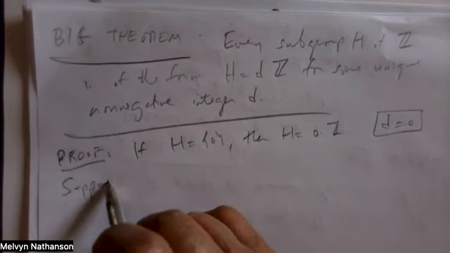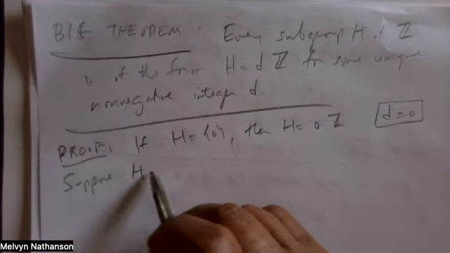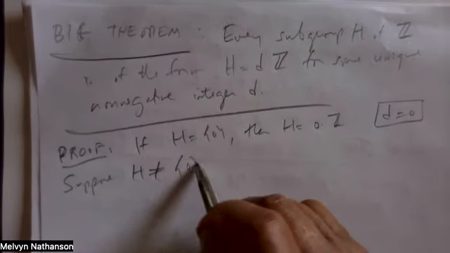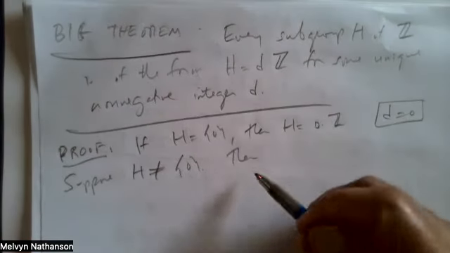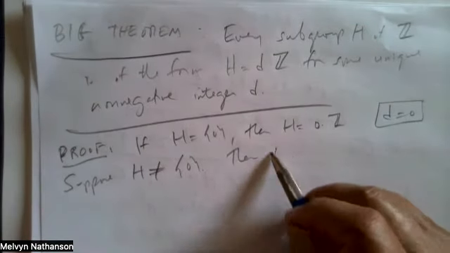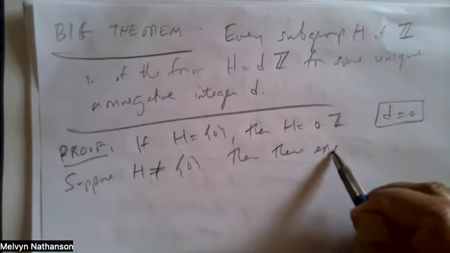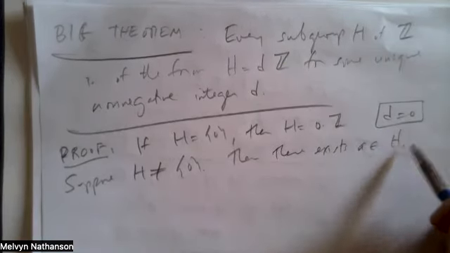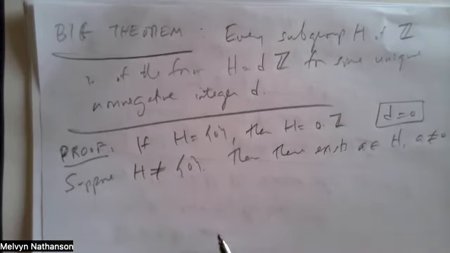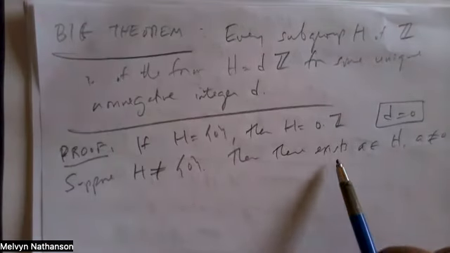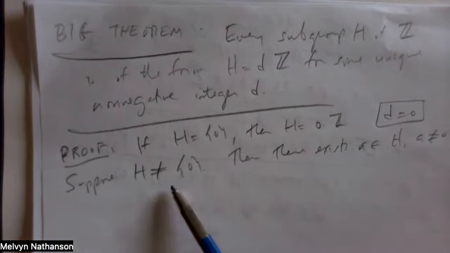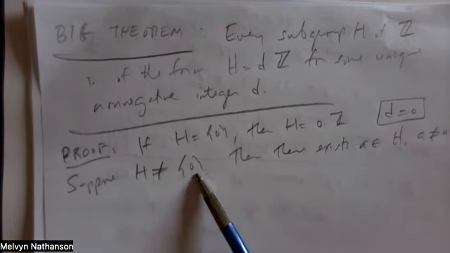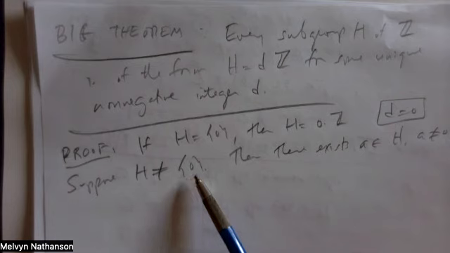So suppose this is the trivial case. So the real case is suppose H is not just 0. In that case, there exists an element A in H which is not 0. Right? I mean, if H is not just the set consisting of 0, it has to contain some non-zero integer. Let's call it A.